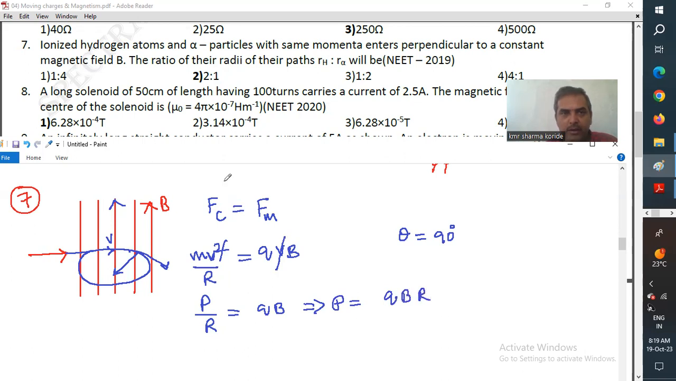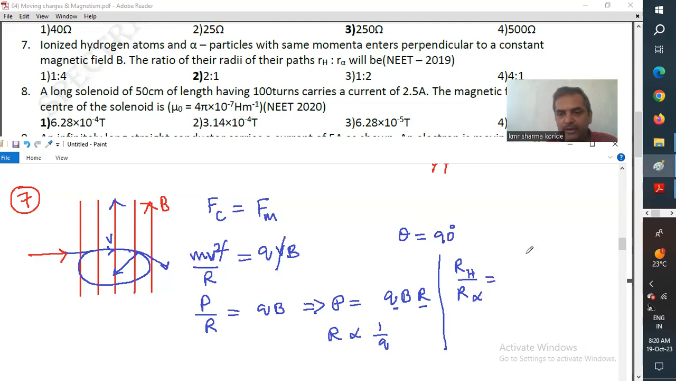Now we don't need to consider the mass of the charged particle, because you don't have mass in the formula. So only concentrate on the charge of the particle. Radius is inversely proportional to the charge of the particle, because they are in multiplication. So therefore the radius of the hydrogen to the radius of the alpha particle.